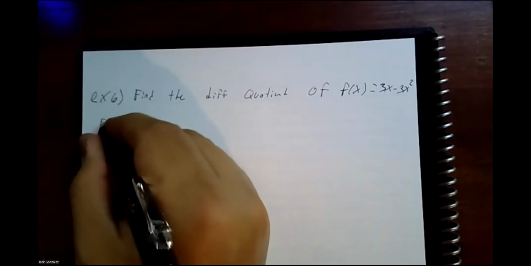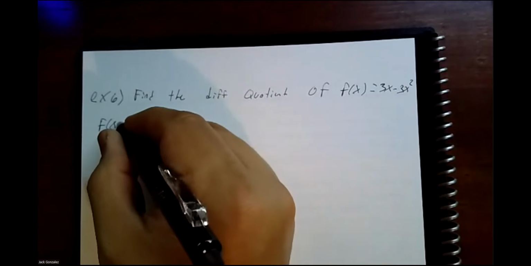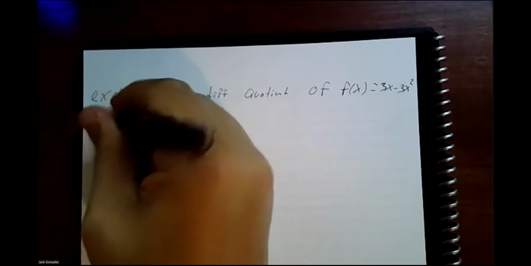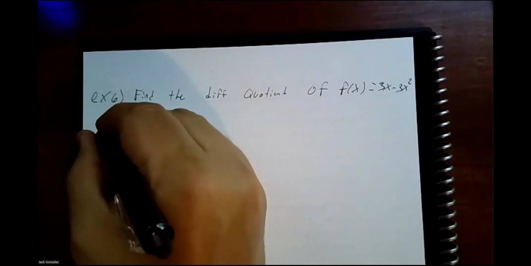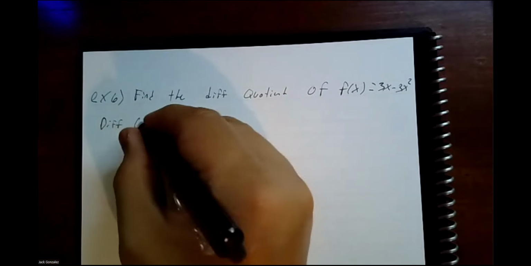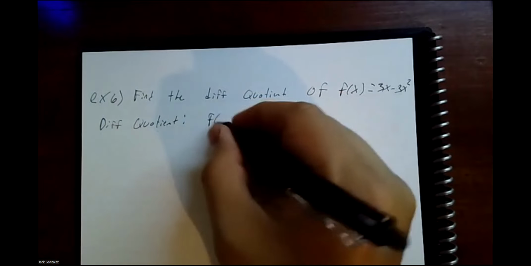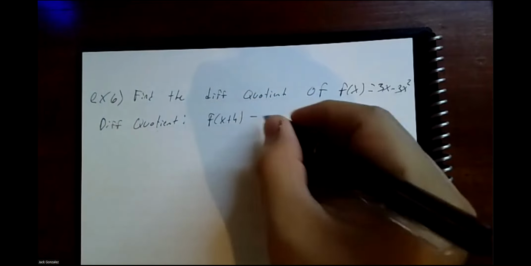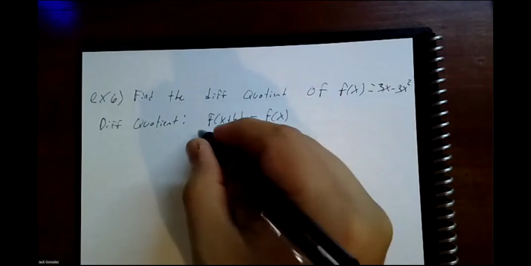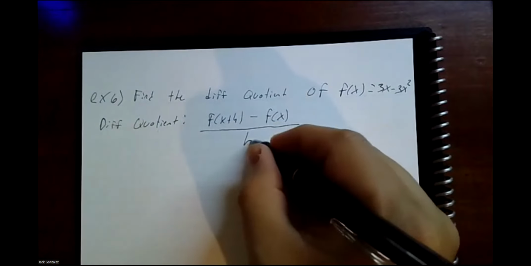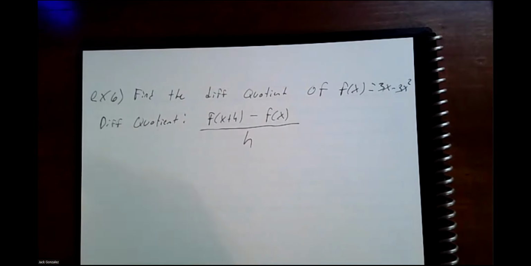So this is the difference quotient. Give you the formula first. You take the function and add h, then you subtract the original function and then divide the whole thing by h. So we can do this in steps.